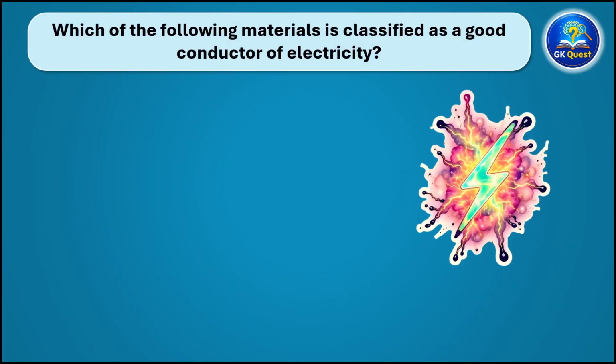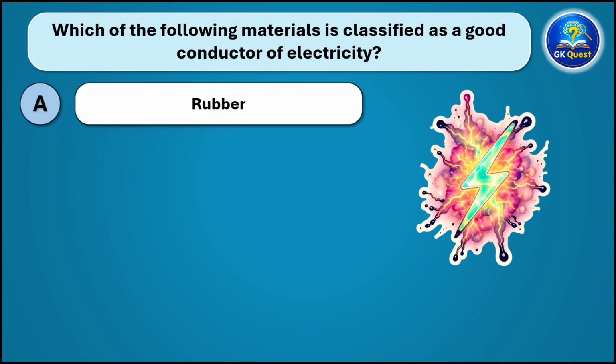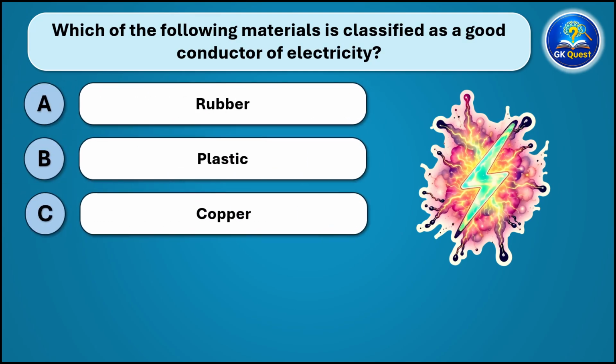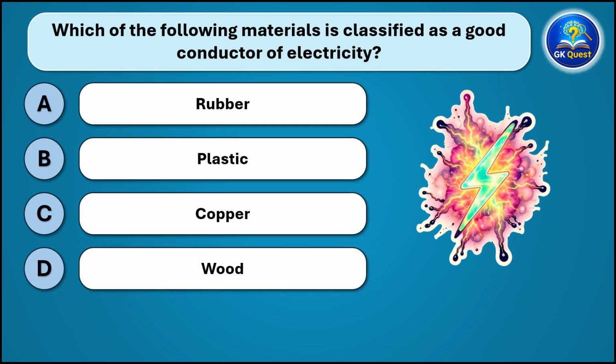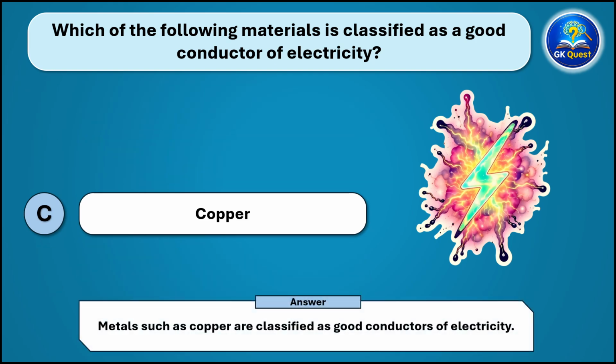Which of the following materials is classified as a good conductor of electricity? And the correct answer is metals such as copper are classified as good conductors of electricity.